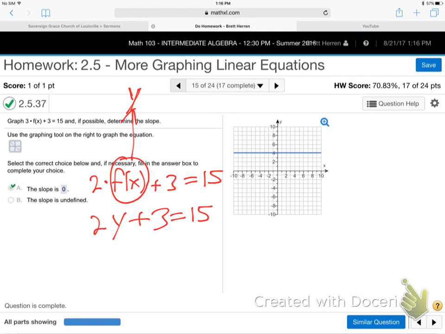Isn't it 3? Is it 3? Oh, 3, yeah. I just wrote it down too quick. Thank you. Yep, totally. 3f of x, 3y. There we go. Thank you.